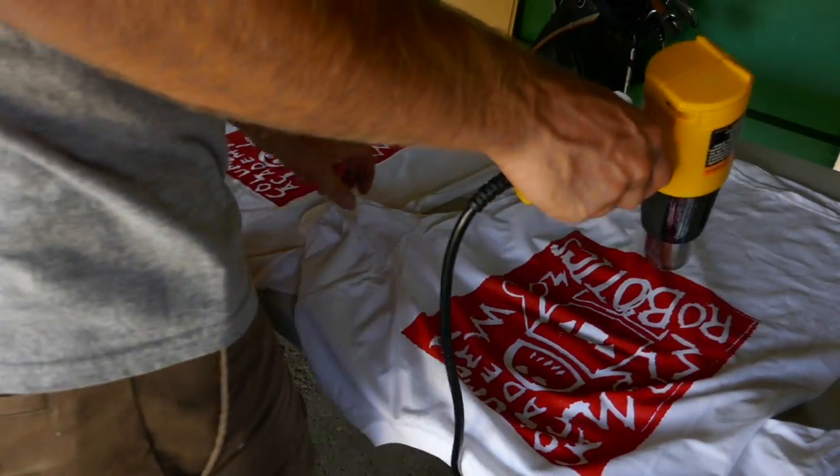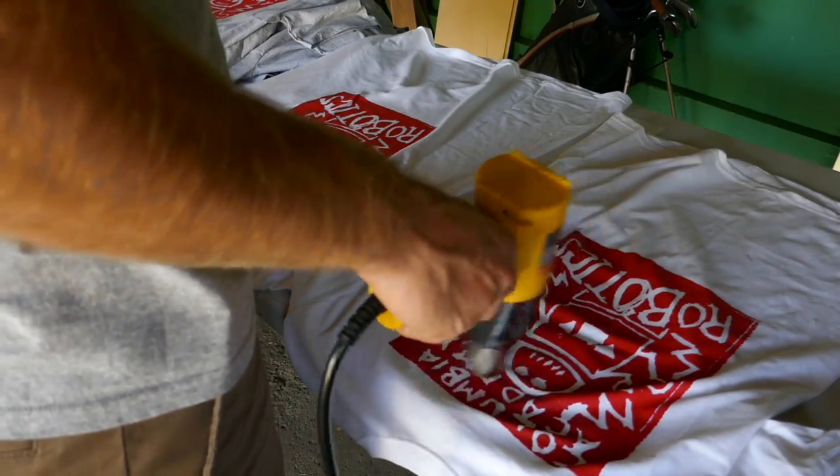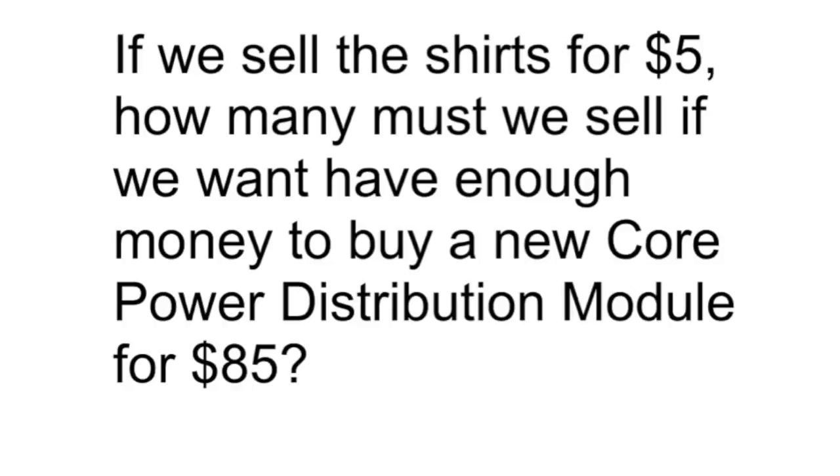Once you've printed on the t-shirts, the ink is wet, so you need to heat it, and it needs to get up to 350 degrees to permanently set the ink. If we sell the shirts for $5, how many must we sell if we want to have enough money to buy a new Core Power distribution module for $85?